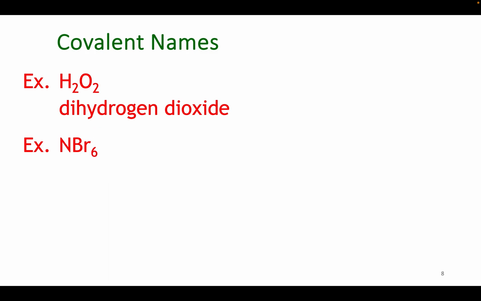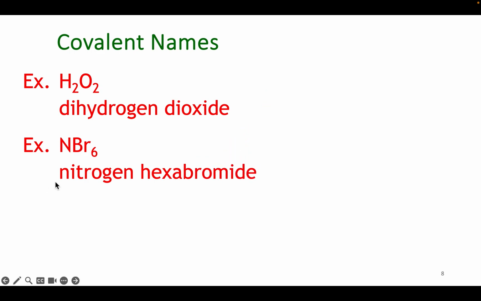NBr6, they have 1 nitrogen, 6 bromines. These are both from the right side of the periodic table, so this is nitrogen hexabromide. You don't put a mono on the first one. The second one, there's 6, so it's hexa, and then not bromine, but bromide. You just end it with IDE. Knowing that it ends with IDE means it's in a compound.